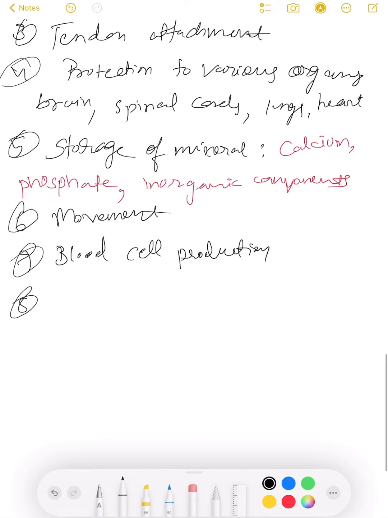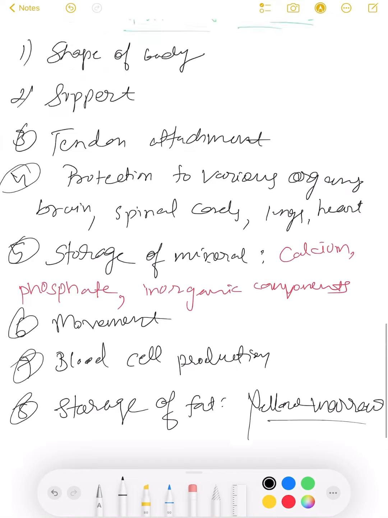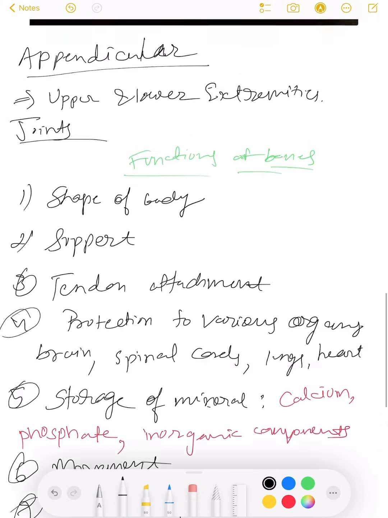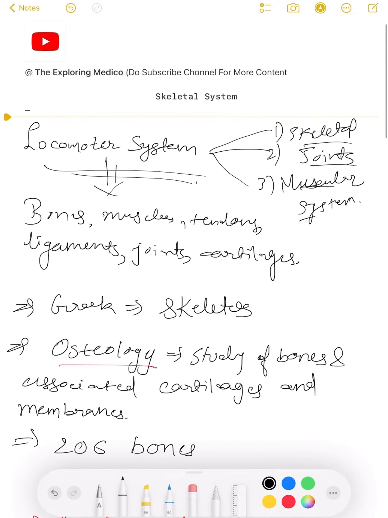You might have learned this in physiology. And the last is storage of fat. Fat storage is done by what? Yellow marrow and red bone marrow. Differences you have learned in physiology. So these were the functions of the bones. So this was all about the introductory portion regarding the bones, skeletal system, two types of skeleton, and everything.